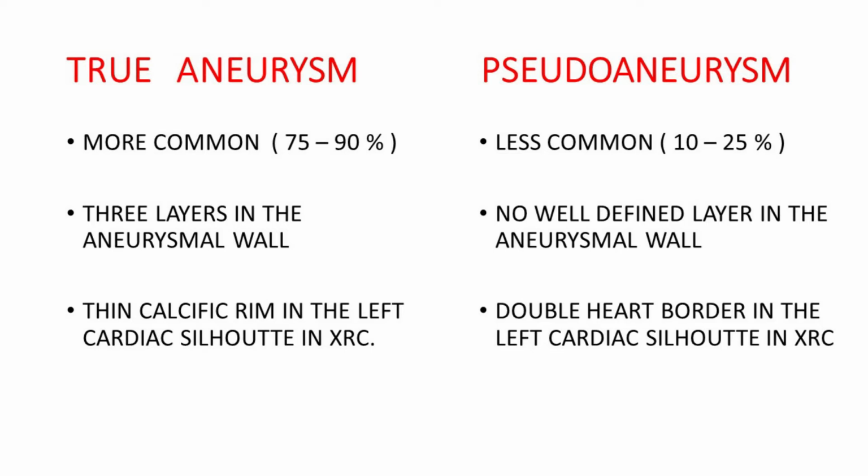But the pseudoaneurysm is due to focal contained rupture with aneurysmal dilatation, where there will be no well-defined wall but it can be covered by the pericardial wall. When you go for X-ray chest, it shows a thin calcific rim in the left cardiac silhouette in the true ventricular aneurysm, and that cannot be there in the false aneurysm. But the pseudoaneurysm might have a double hump border in the left cardiac silhouette in the X-ray chest.